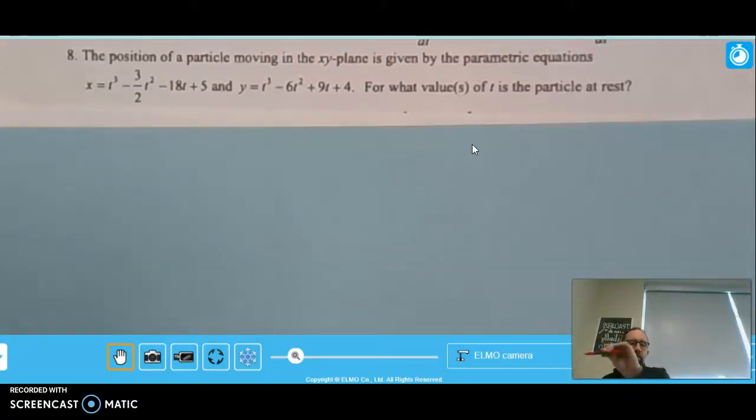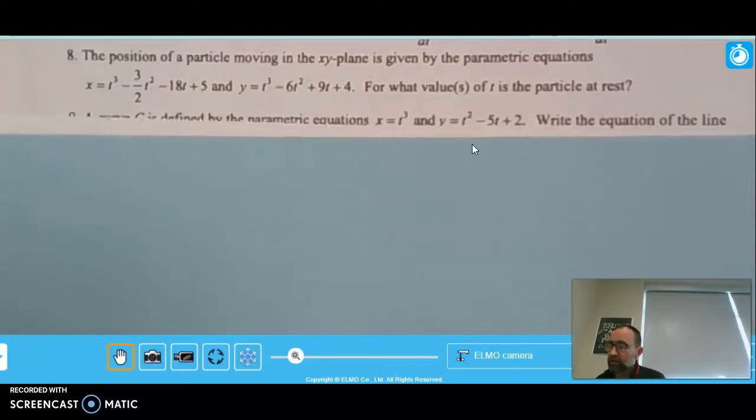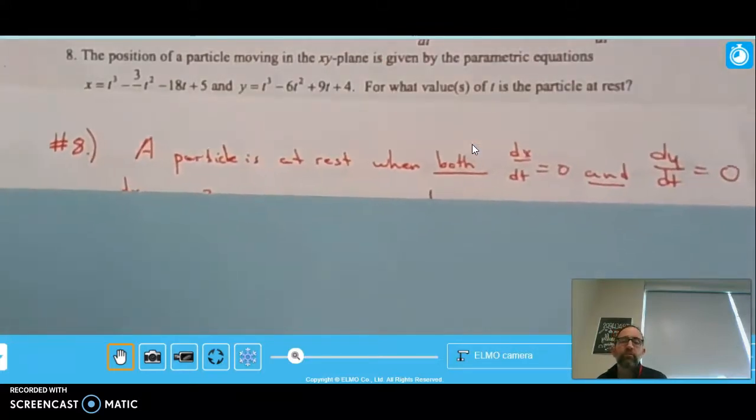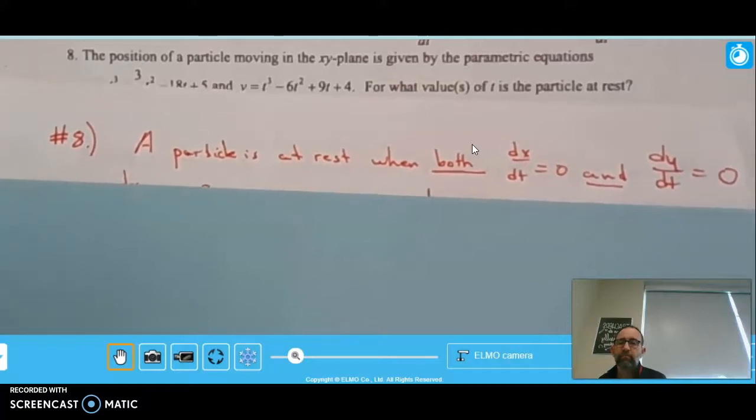So if only the velocity in the y direction is 0, then it's just going to be moving horizontally. And if only the velocity in the x direction is 0, then it could be moving vertically. But we want both to be at rest. We want it not to be moving left or right, nor to be moving up or down. So we want both the derivative of x with respect to t to be 0, and likewise the derivative of y with respect to t to equal 0. So that's a long way of saying that first sentence there.